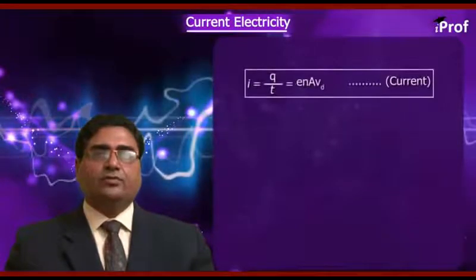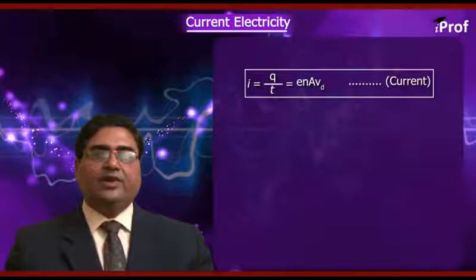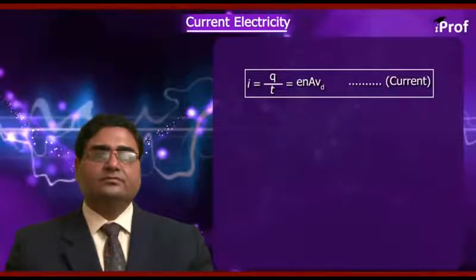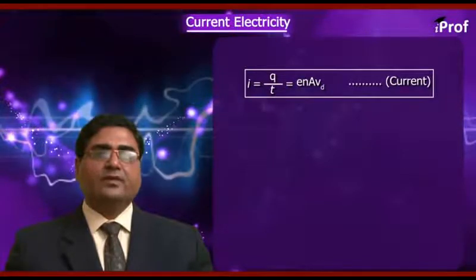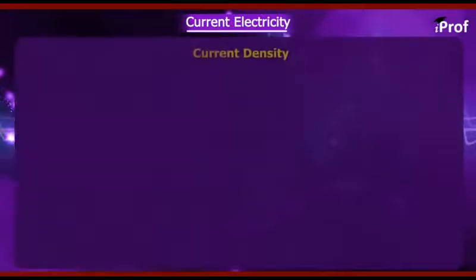Then I equals Q upon T equals N E A V_d. So current can be related with drift speed according to this formula. Now let's see current density.